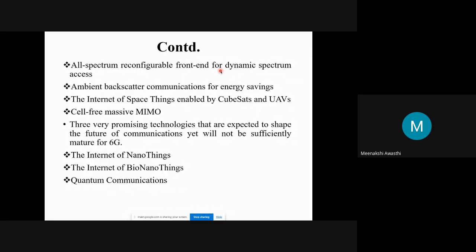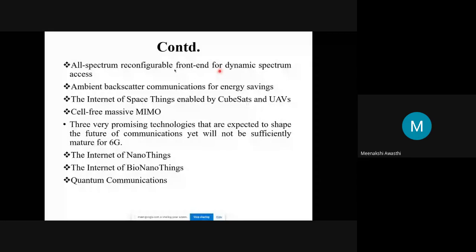The next point, which is very important and very fascinating, I'm very much fascinated by this, is the Internet of Space Things.